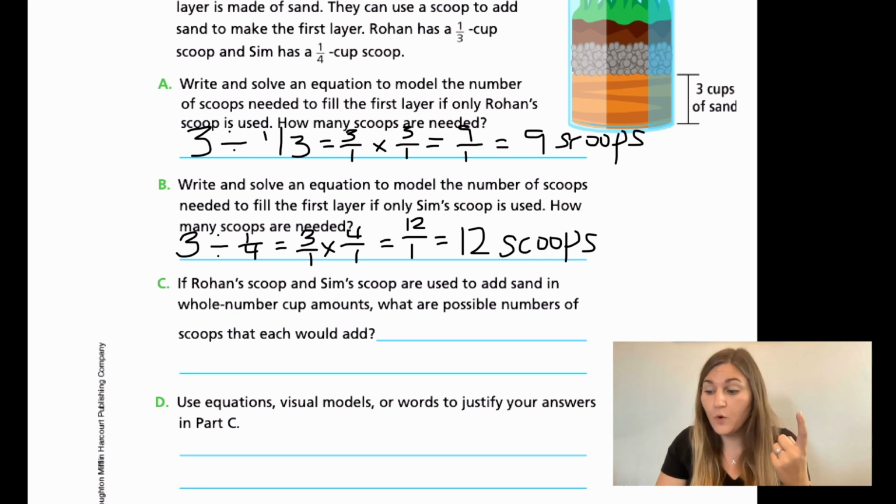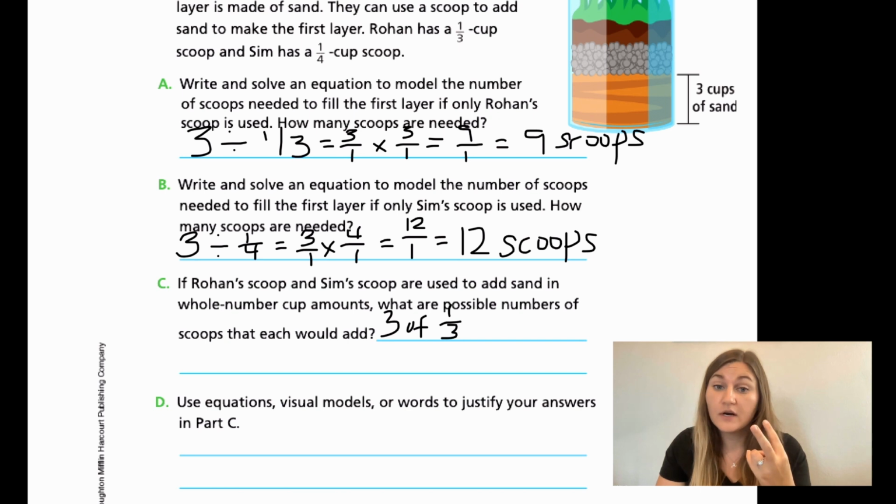So he can add 1 cup. How many 1/3 cups are going to be used to get to 1 whole cup? How many 1/3 pieces are in 1? 3, right? So I could have 3 of 1/3 to equal 1 cup. So if Rowan's only getting 1 cup, how much does Sim have left? Sim has 2 cups to cover. So how many 1/4 pieces are in 2 wholes?